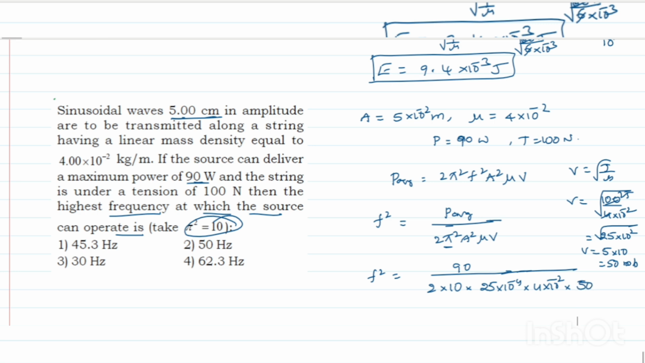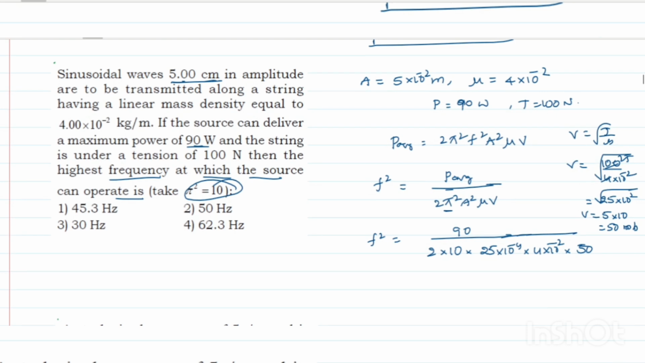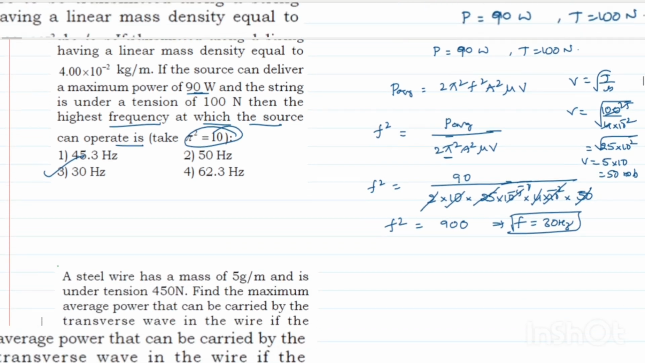So you have to simplify this one, student. For the f value: 25 into 4 is 100, 100 and 10 power minus 2 get cancelled, and 2 into 50 is 100, 100 into 10 will be 1000, and it is 10 power minus 1. So now when it goes to the numerator, f square will be equal to 10 power minus 1 in the denominator, so it becomes 900. So the frequency value will be 30 Hz. So this is the correct answer. Let us see the next question, students.